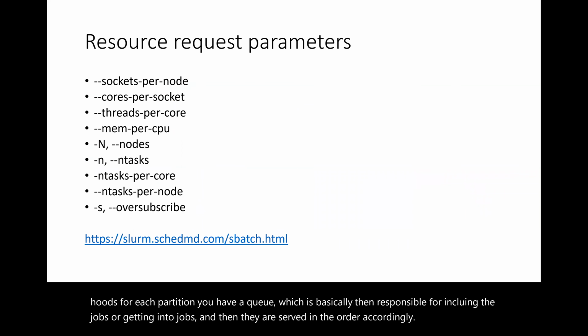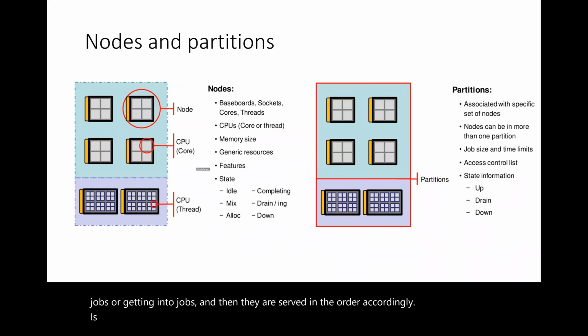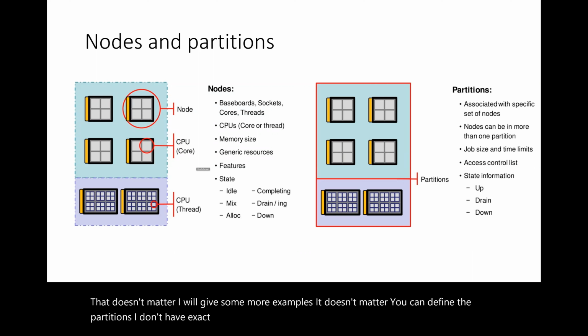Is it fair to say that partitions are queues, basically? Similar to queues, yeah. And do they need to be homogeneous? Like each partition has a homogeneous set of nodes, or that doesn't matter? That doesn't matter. I will give some more examples. You can define the partitions. I don't have an exact example of how the definition is done, but I have some partition examples.